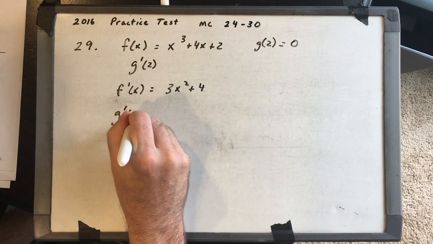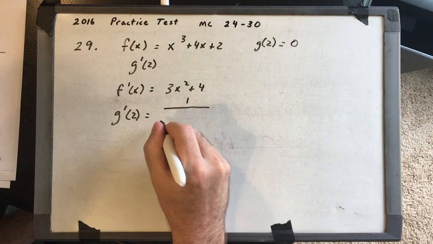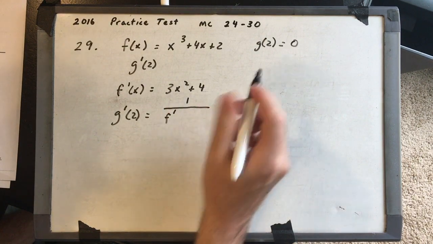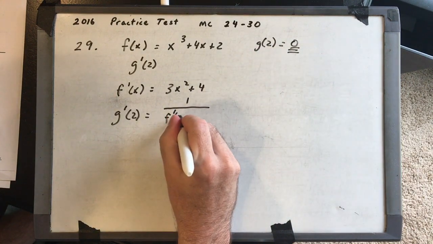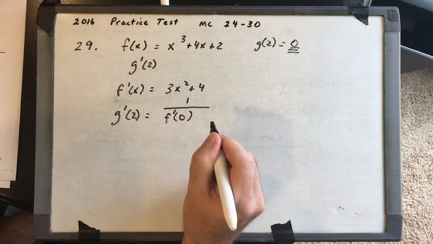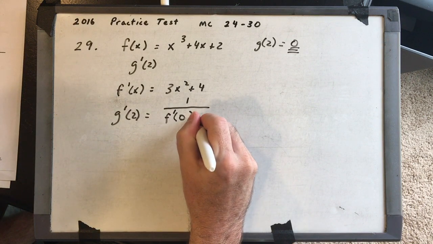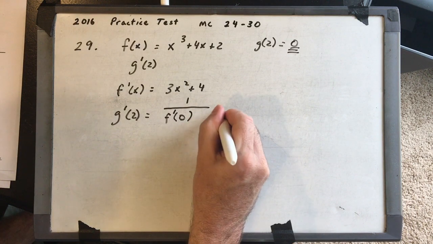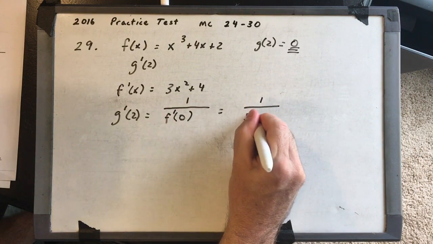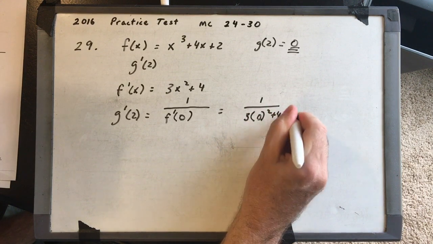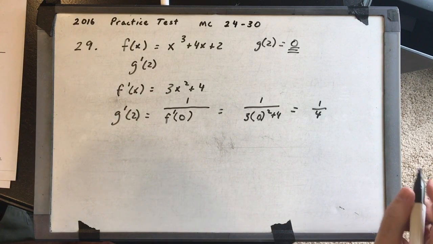So g prime of 2 is equal to, here's the formula, 1 over f prime, which we just figured out, of 0, since you know g of 2 is equal to 0. So that's 1 over f prime of 0, which is 3 times 0 squared plus 4. So that's 1/4. So that is option C.